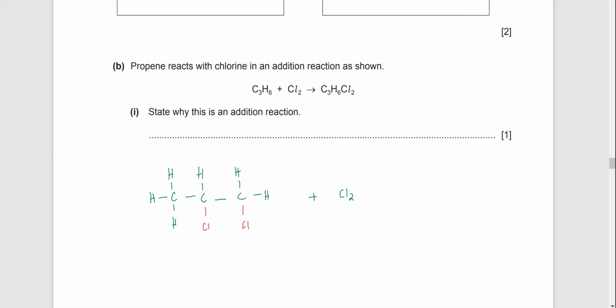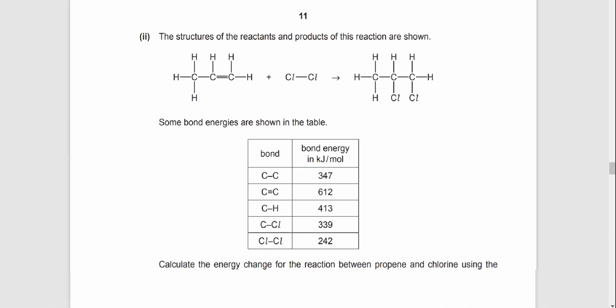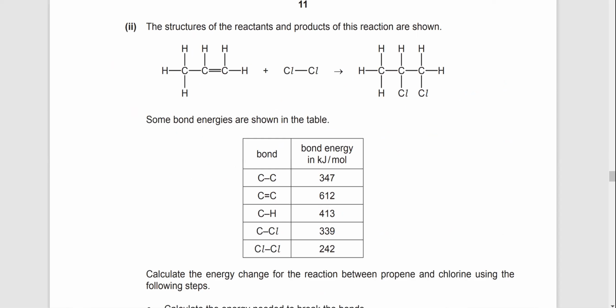So why is it an addition reaction? Because molecules get added up. No other byproduct. ठीक है साथ कुछ भी नहीं बन रहा. So there's no byproduct that's formed next to it. As the next one is structures of the reactants and products of this reaction are shown. So well, we've actually done the reaction. Double bond खत्म हो गया and Cl has gotten added up.